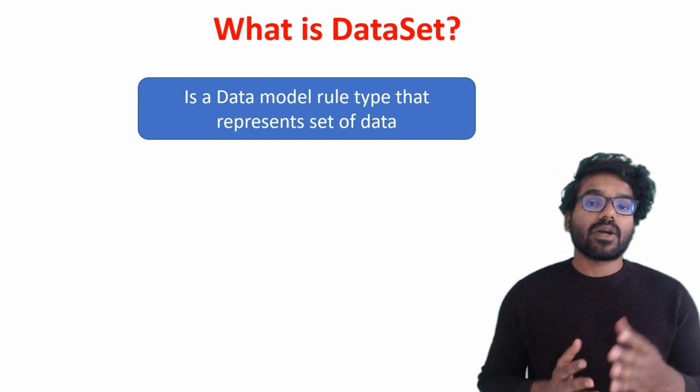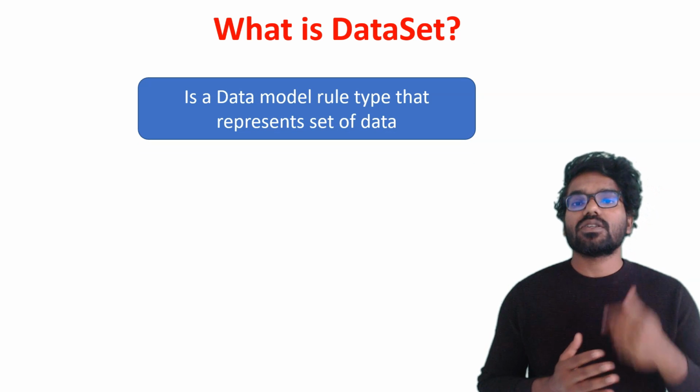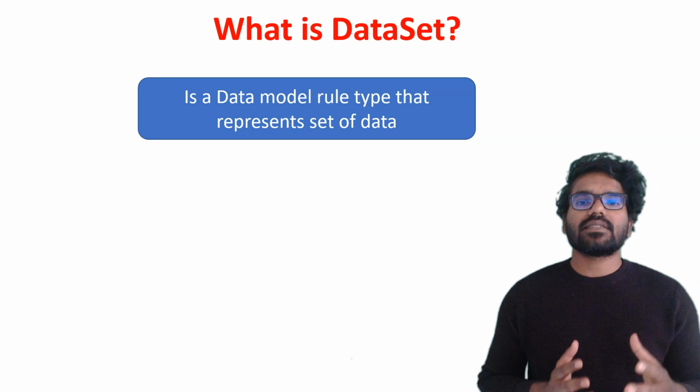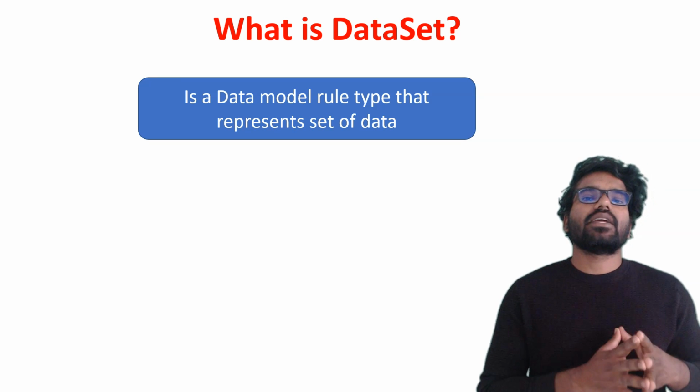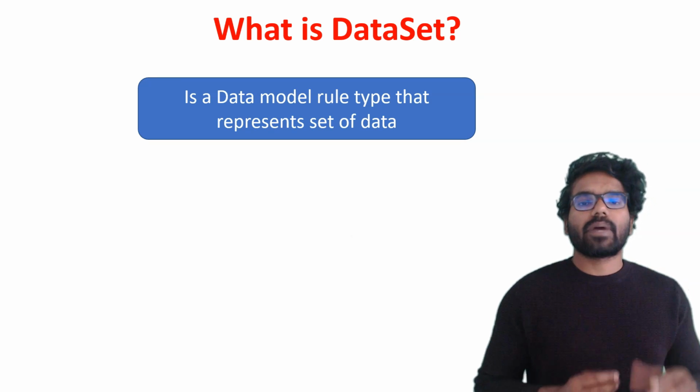For example, if your application needs to connect to a Kafka source, then you can create a data set of type Kafka and then you can get those data into your Pega application.